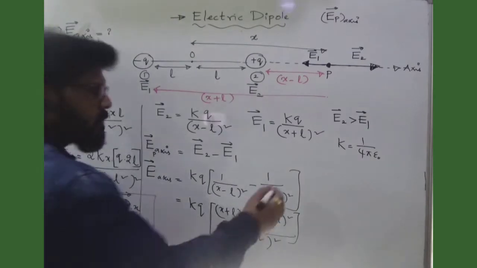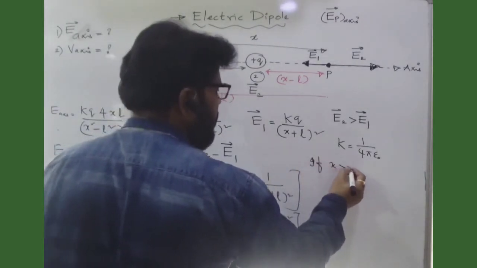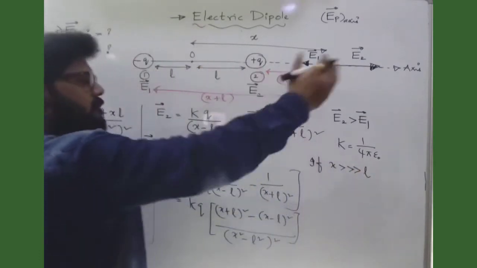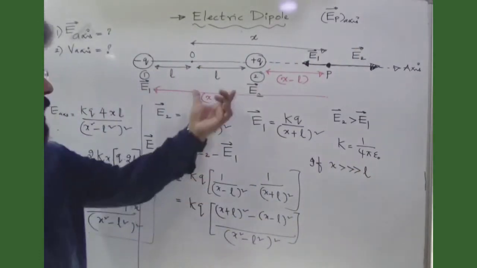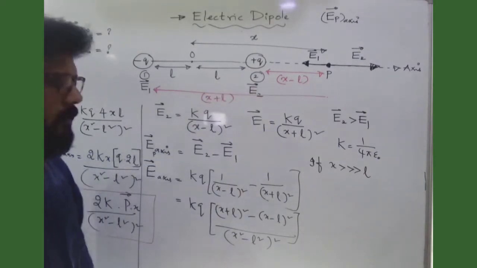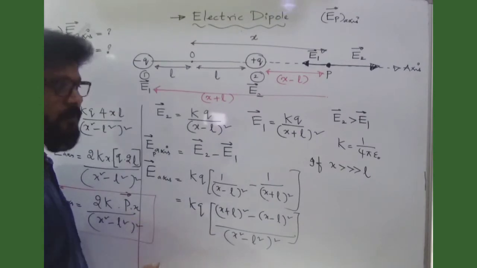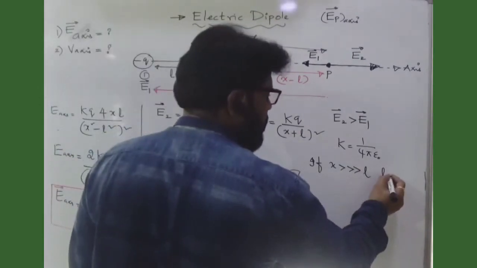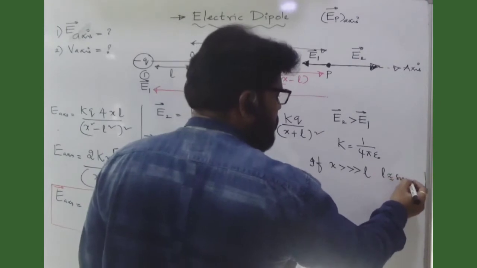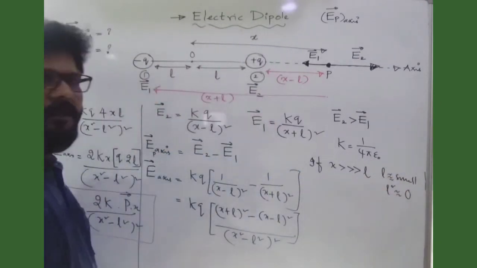In case 1, if x is much greater than L, that means as we move away, this length becomes very small when compared to the length capital L. Then L square can be neglected in the denominator. If L is small, L square can be approximately taken as 0 in the denominator.